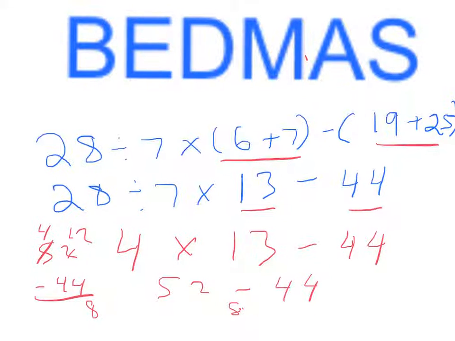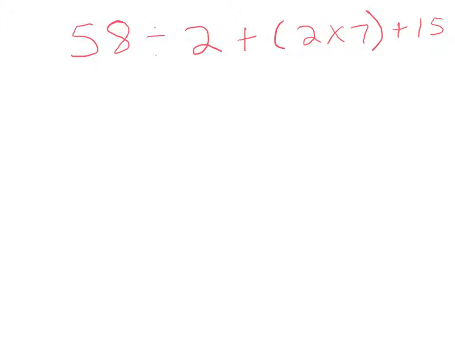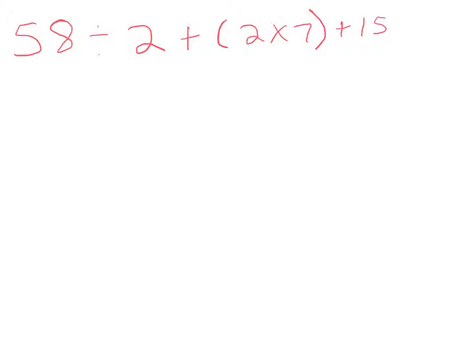So what I'd like you to do is I'm going to put an example here for you now. Let's go to the next page. Let's create a new page. Try the following problem. I'd like you to try, let's see, how about 58 divided by 2 plus, in brackets, 2 times 7, close those brackets, plus 15, minus 42.